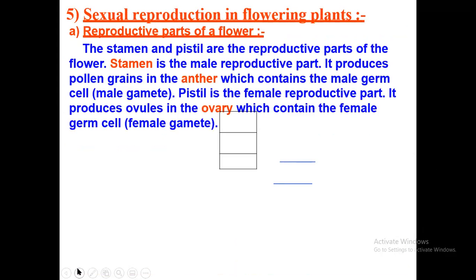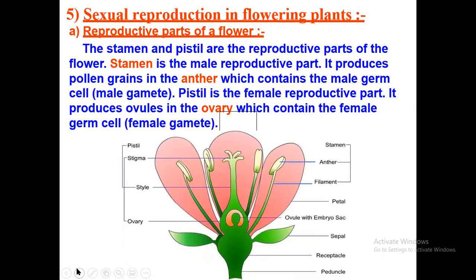Now, sexual reproduction in flowering plants. First, we will discuss the reproductive parts of a flower. The stamen and pistil are the reproductive parts of the flower. Stamen is the male reproductive part. It produces pollen grains in the anther, which contain the male gamete. Pistil is the female reproductive part. It produces ovules in the ovary, which contain the female cell, that is, the gamete.